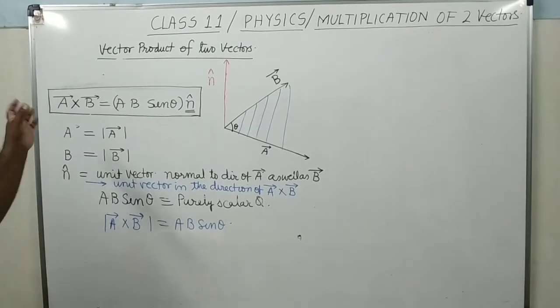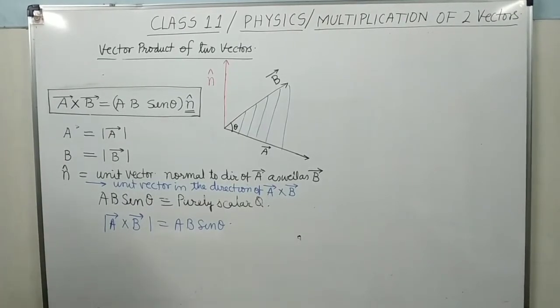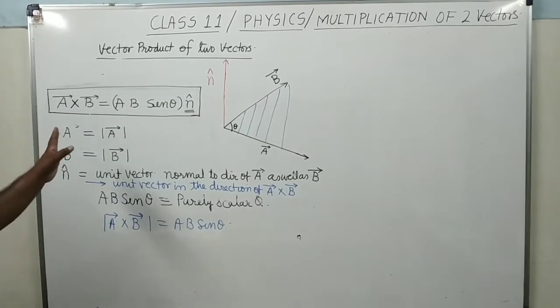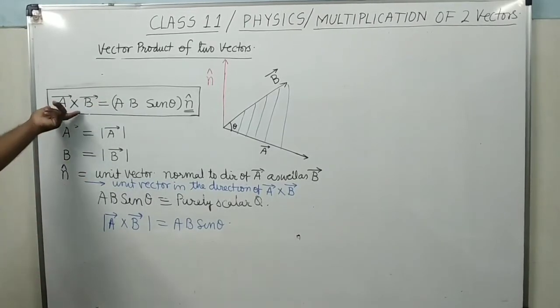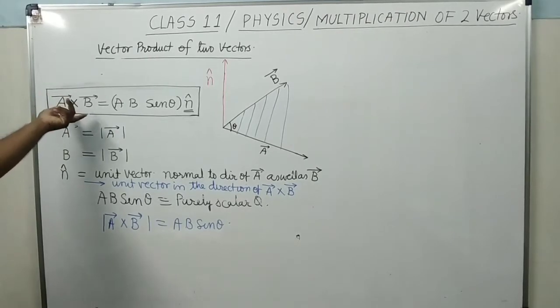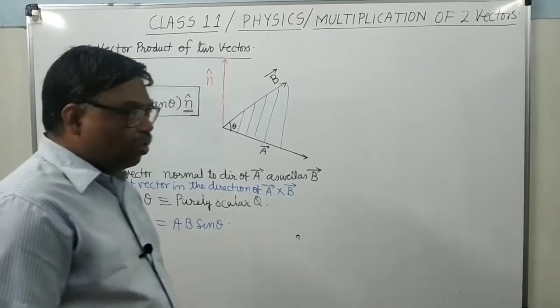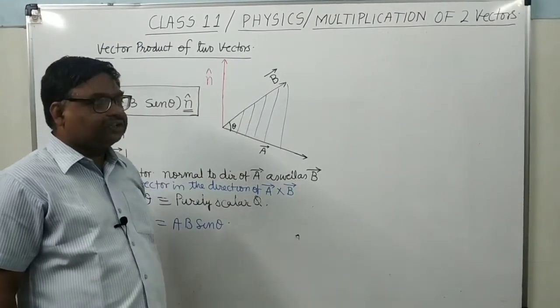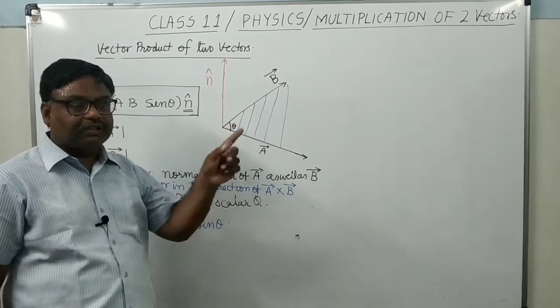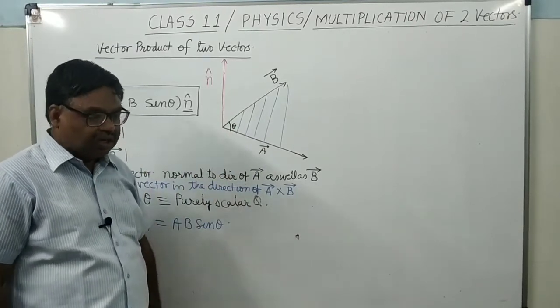What will be the direction of vector A cross vector B? It will be normal to both the vectors. Is it clear? So here, what is unit vector n? It is in the direction normal to vector A as well as normal to vector B. Now see here, as I have already told, in the normal direction of these two vectors there are two directions. One is the outward direction, the other is the inward direction.